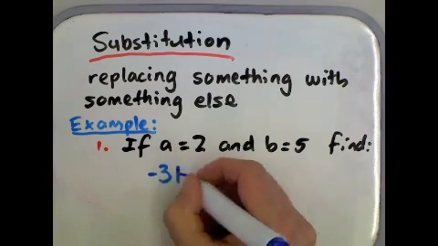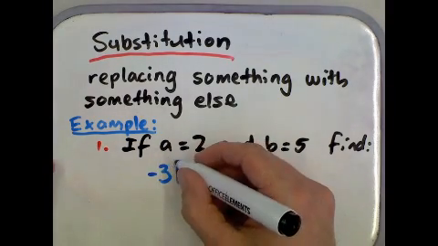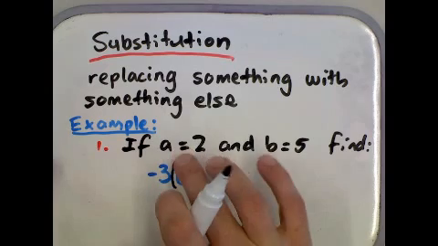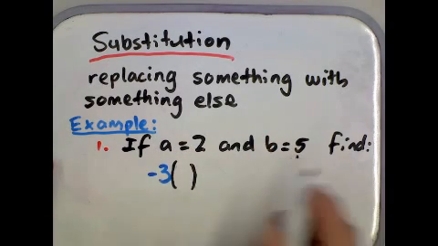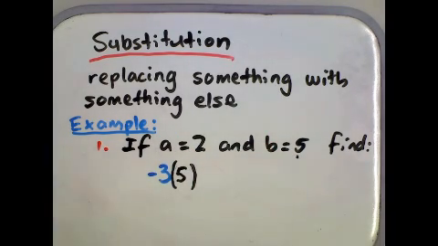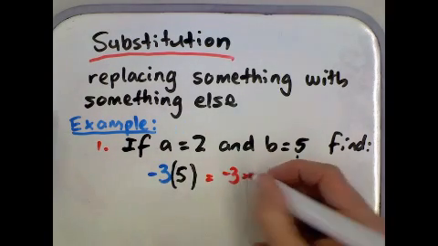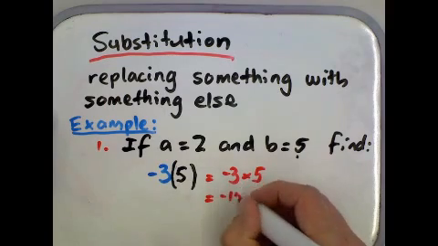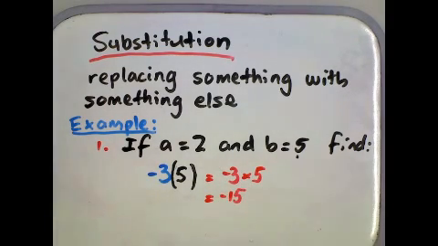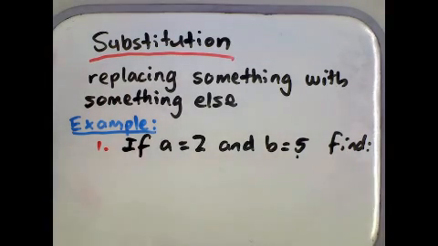Okay, another example. Let's look at negative 3b. Negative 3b means negative 3 times b. Now we want to replace that b with the value we're being told, so b equals 5 there. So we've got negative 3 multiplied by 5, which gives us negative 15. And there's our answer. Alright, let's look at another example.